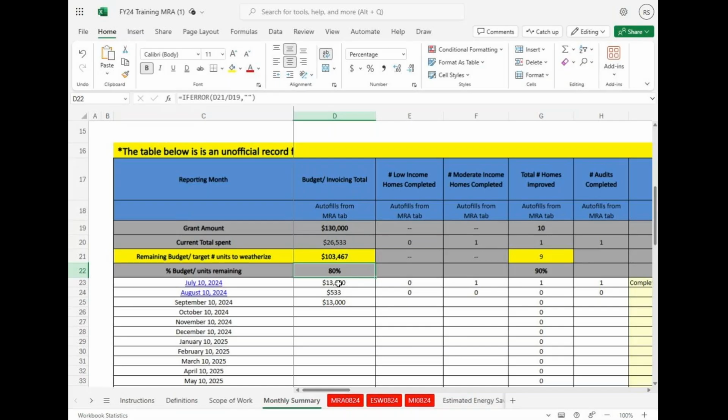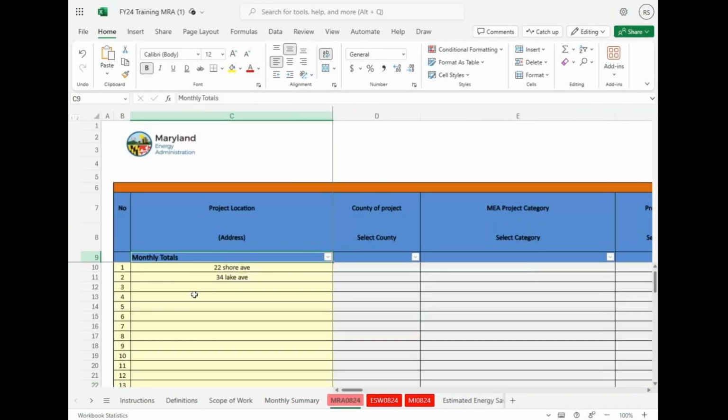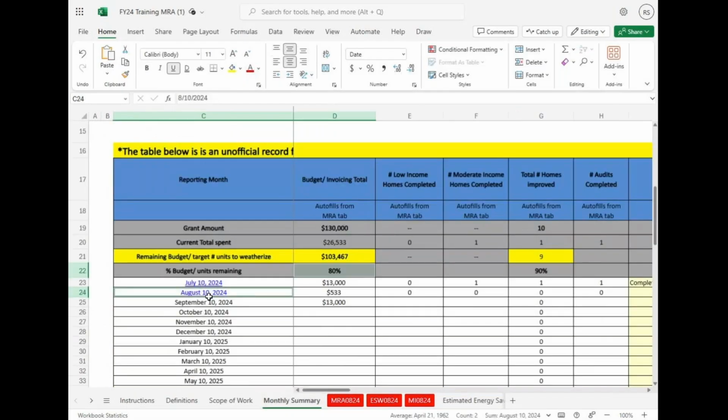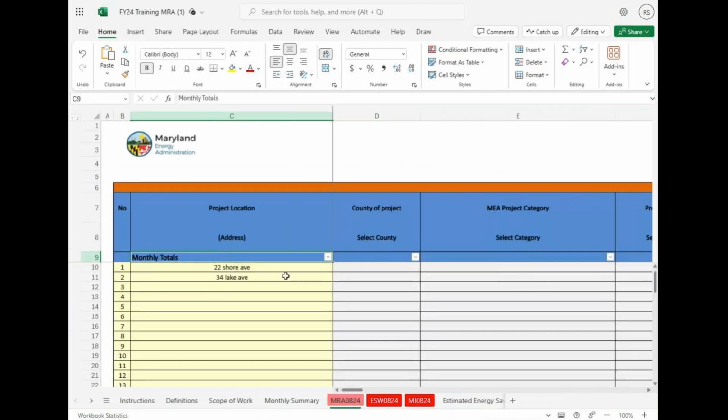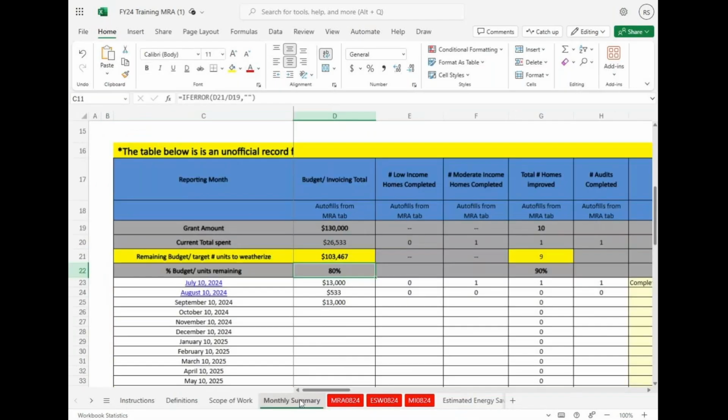Also, a new feature that we implemented this year: Rebecca was discussing the individual reporting months and had shown the definitions and how you control click to jump to the location. We've implemented that for the monthly summary. So if you're in the monthly summary and you're working on the August report, control click and it will automatically jump to that month's reporting tab. So that covers it for the invoicing.